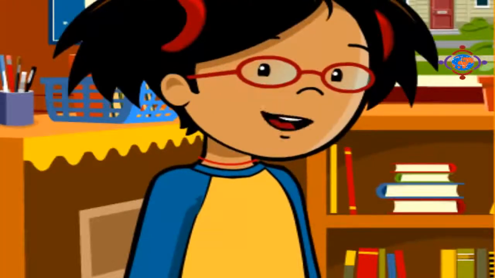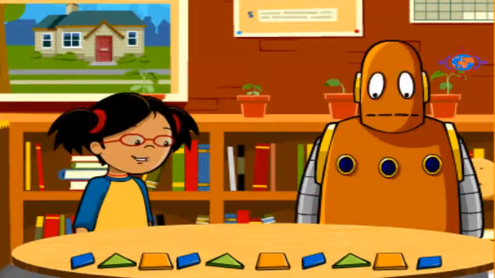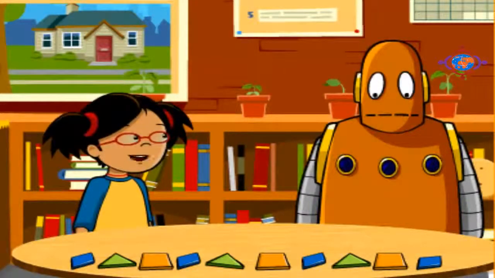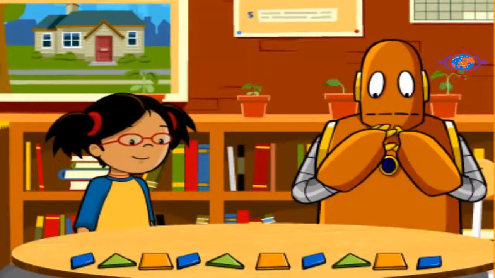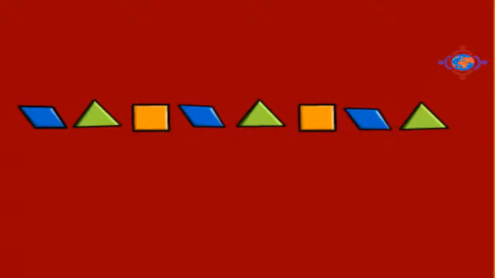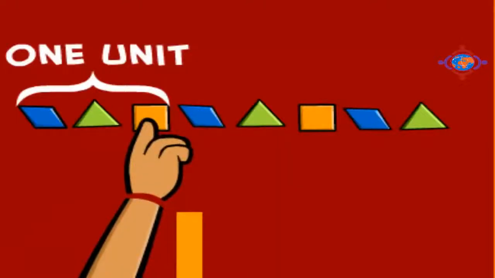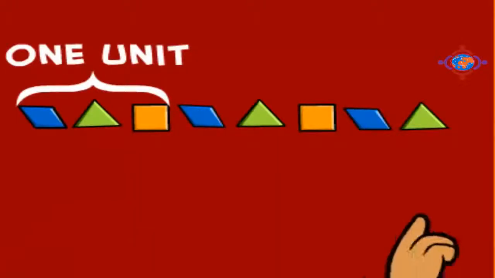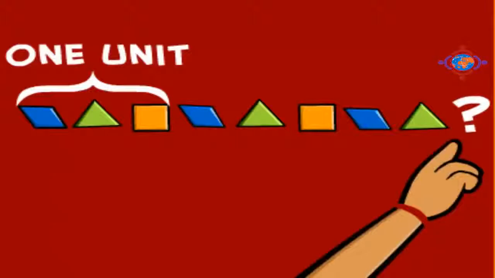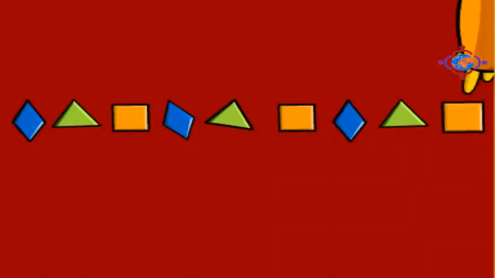How can you figure out patterns? When you look for a pattern, look for the unit that repeats over and over again. Which unit repeats in this pattern? The rhombus, triangle, and square always repeat in that order. What comes after the triangle? Right, a square.